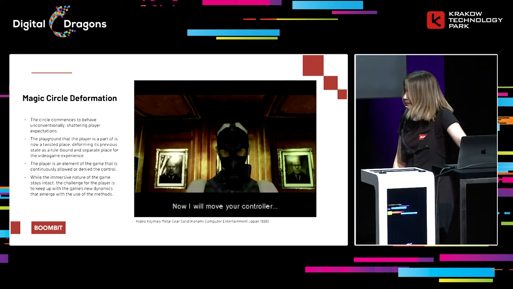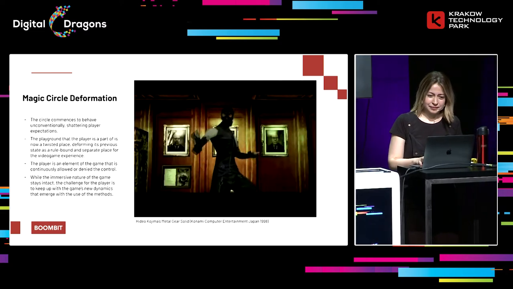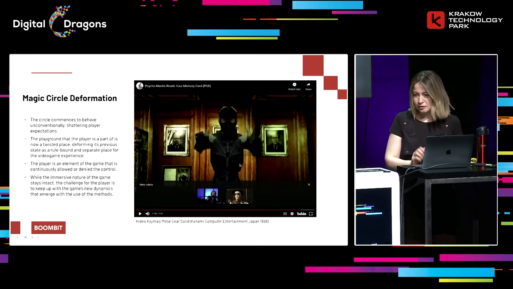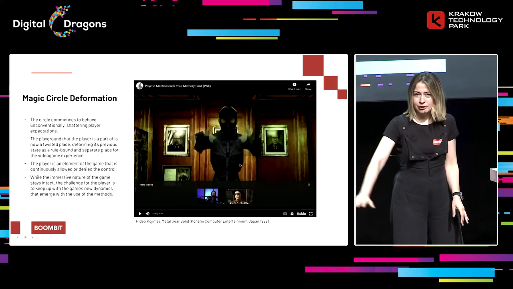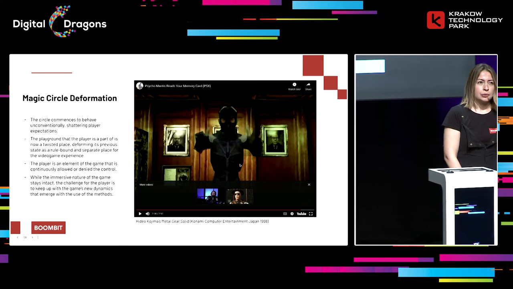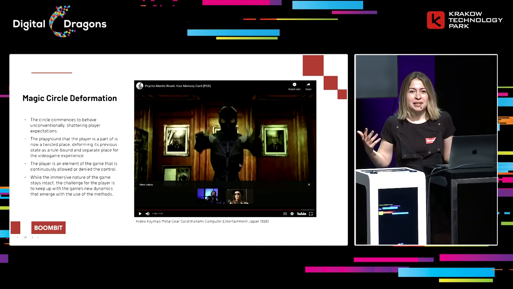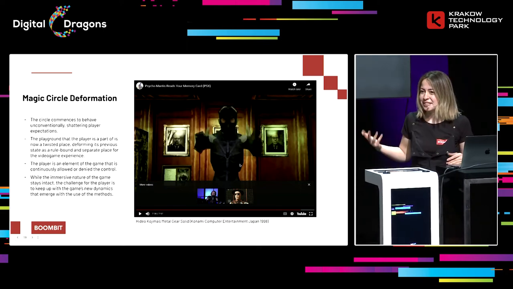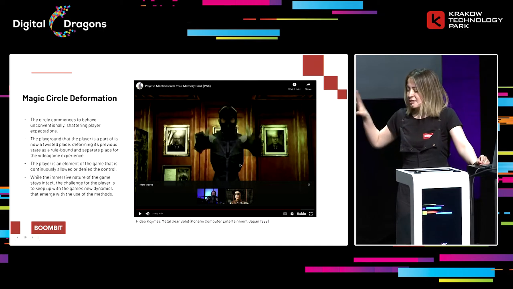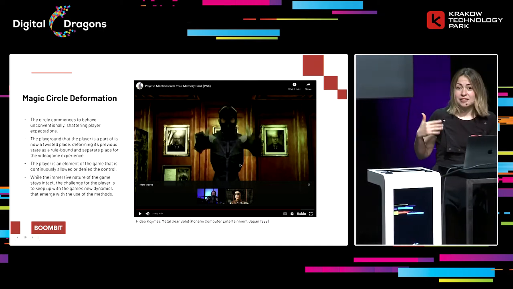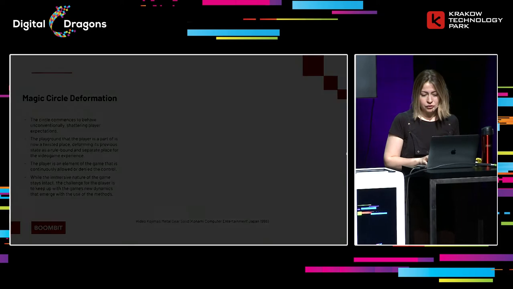Now I will move your controller by the power of my will alone. And at this moment, we have the controller moving sideways on the floor. So as the player, you feel like, oh, so this is going to be hard. This is an old game, so you weren't aware of those things that the designers can go for. And this created that great feeling in the player, like, okay, I'm going to see something very different now. So this is an example for the deformation, and we will see some subcategories with this one.